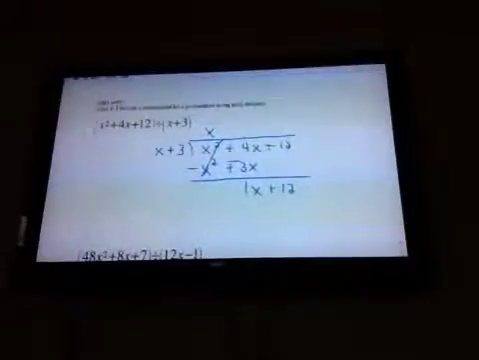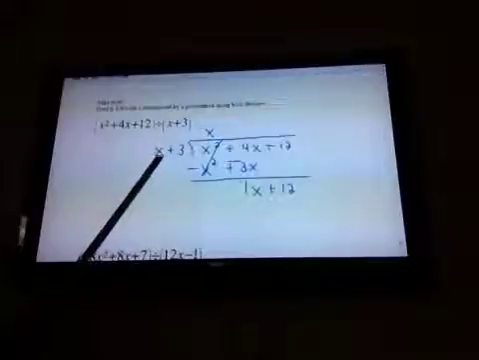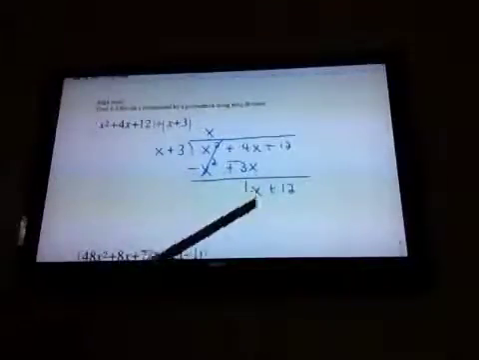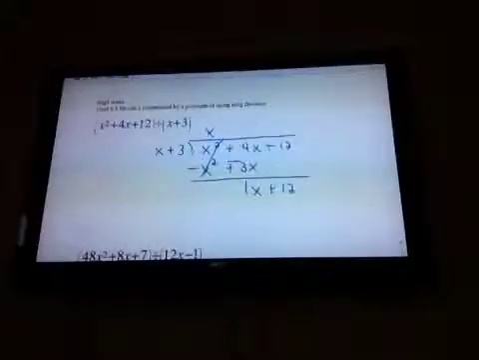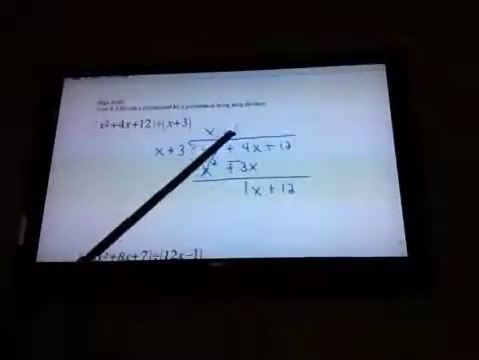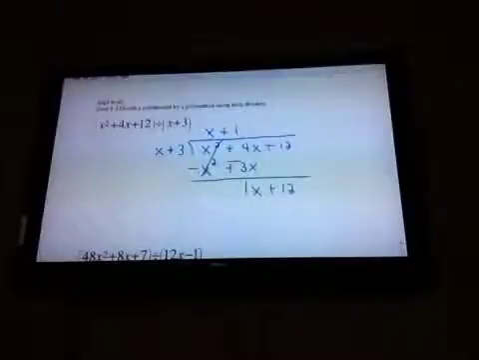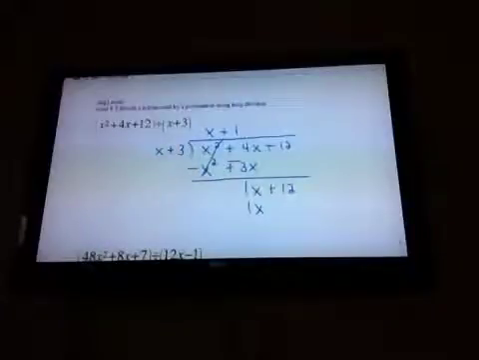Okay, so now we repeat the process. We're going to take x divided into x. Or what do I multiply x by to get 1x? X times what is 1x? 1. What kind of 1, positive or negative? That's important. You've got to have a sign. So plus 1. And then we multiply the 1 times everything out here. So 1 times x is 1x. 1 times 3 is positive 3.